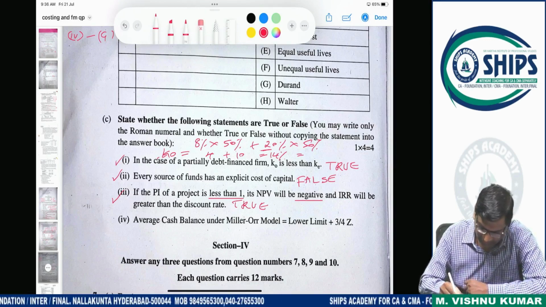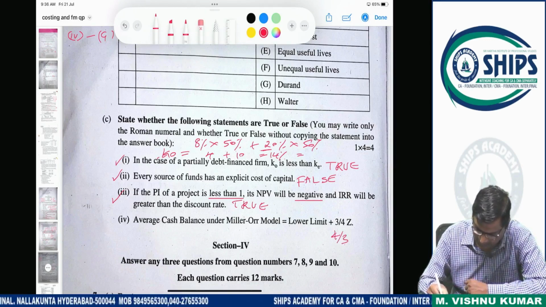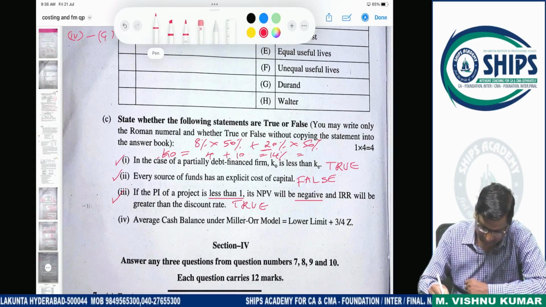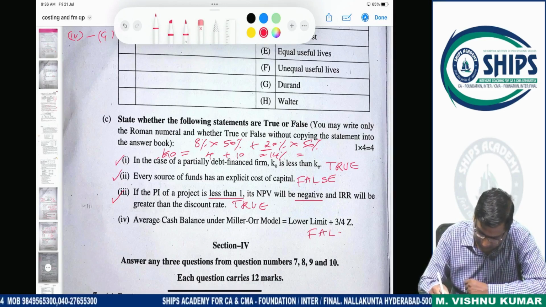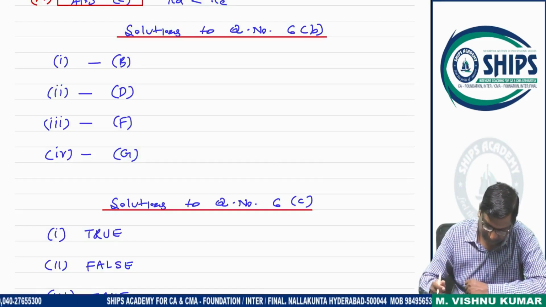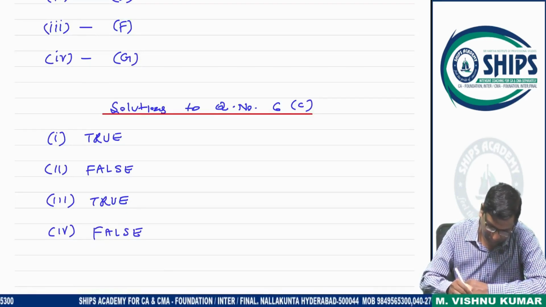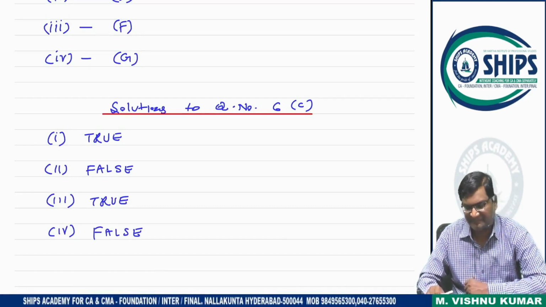Average cash balance under the Miller-Orr cash model is lower limit plus 3 by 4. No, this is 4 by 3. So this is not correct. This is false. So true, false, true, false. This is your answer to 6C.